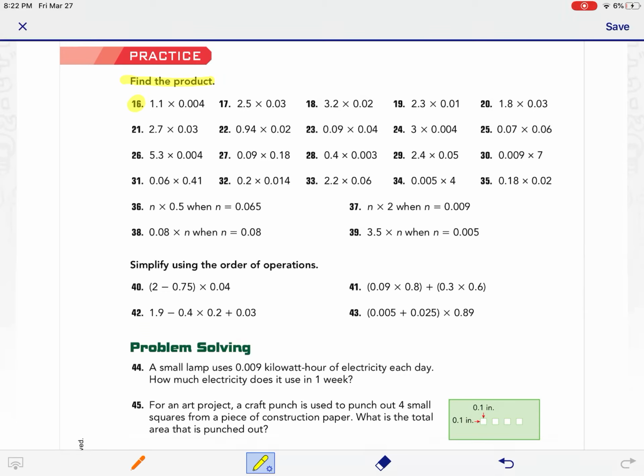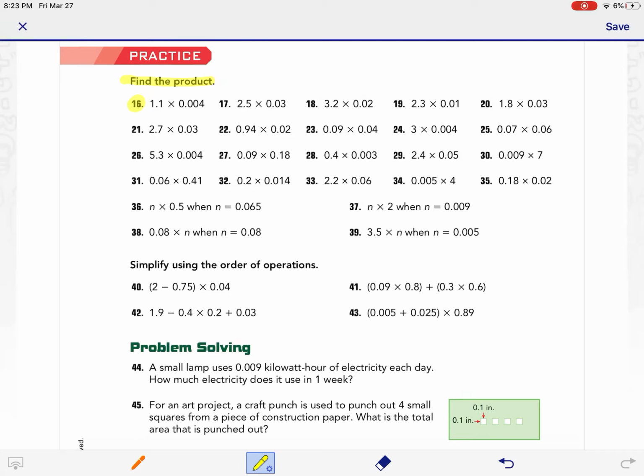I can't mark it with my pen. That just died. But if you look at 36, it says n times 5/10 when n equals 0.065 or 65 thousandths. And you say, what is that? Okay, that's all they're doing is telling you they want you to take n times 5/10, and they're giving you what n equals. They're saying when n equals 65 thousandths. So just put that 65 thousandths in place of where the n is, and you end up with 65 thousandths times 5/10. And then you just ended up with a normal decimal multiplication problem like numbers 1 through 35.